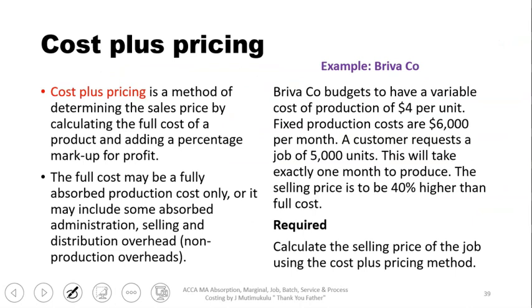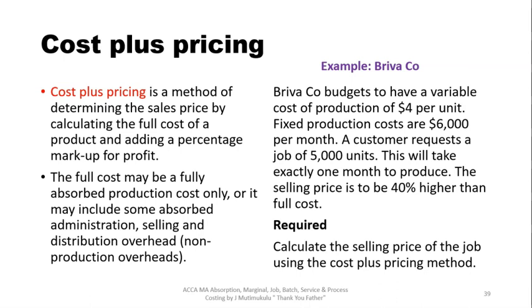Let's talk of cost plus pricing. Cost plus pricing is a method of determining the sales price by calculating the full cost of a product and adding a percentage markup for profit. The full cost may be a fully absorbed production cost only, or it may include some absorbed administration, selling, and distribution overhead, which is non-production overhead.